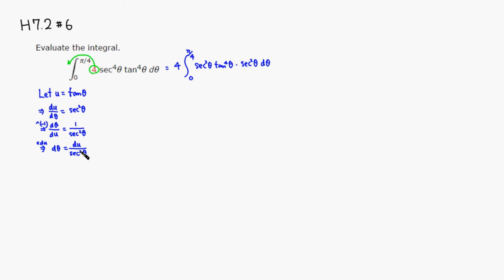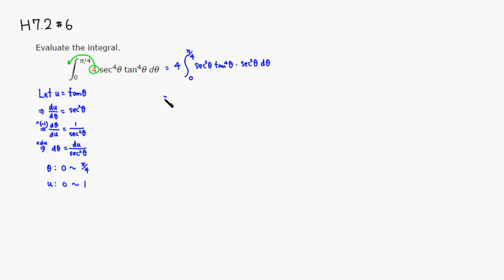And also, we have to do a conversion. Originally, theta goes from 0 to pi over 4. We're going to convert it to u values. Tangent of 0 is 0. Tangent of pi over 4 is 1. So u goes from 0 to 1.